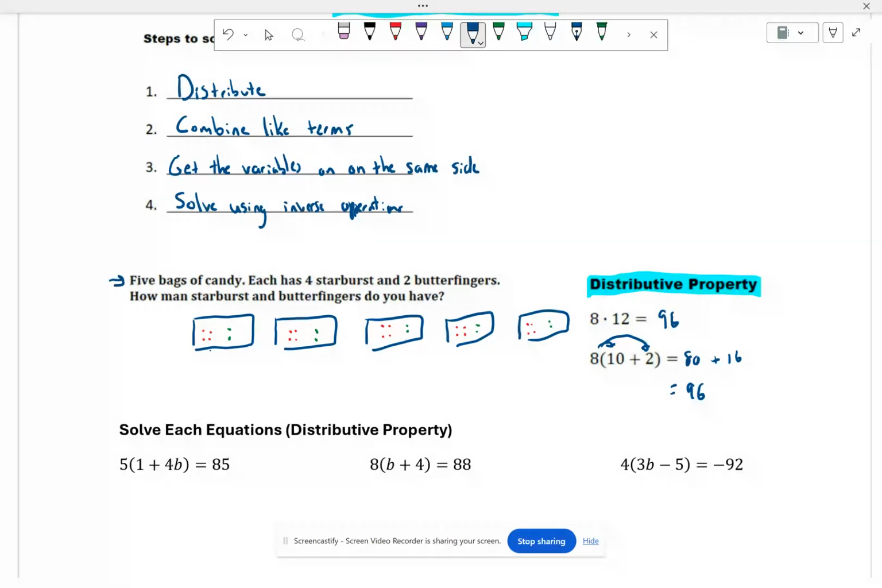Well, I have 5 of these bags, each having 4. So 5 times 4, I'm going to have 20 Starbursts. And I have 5 of these bags with 2 candies each. So 2, 4, 6, 8, 10. That's going to be 10 Butterfingers.